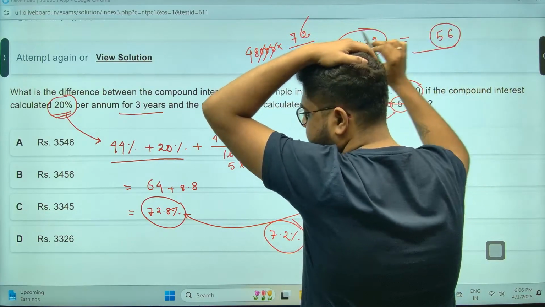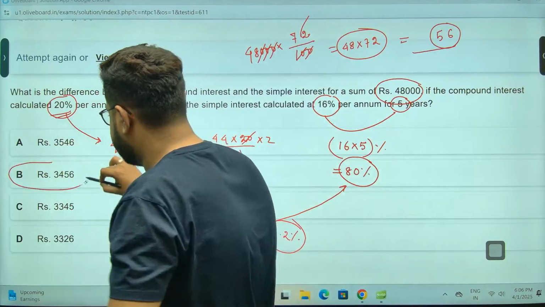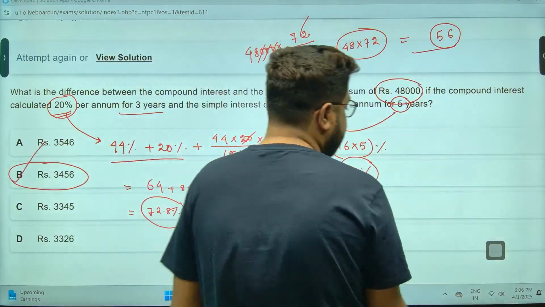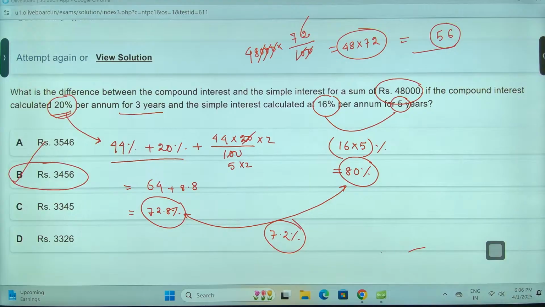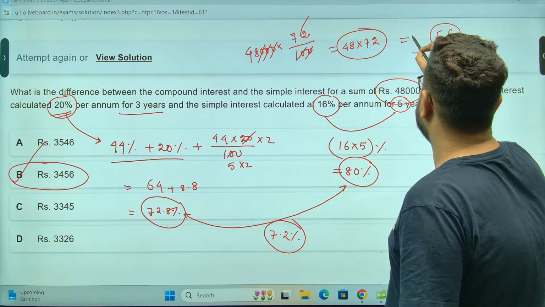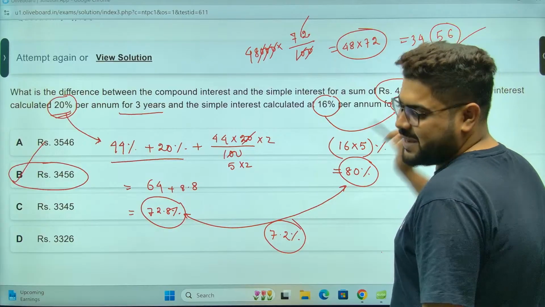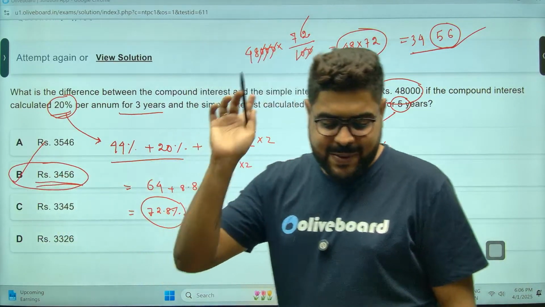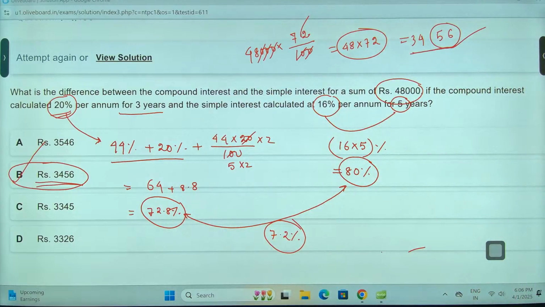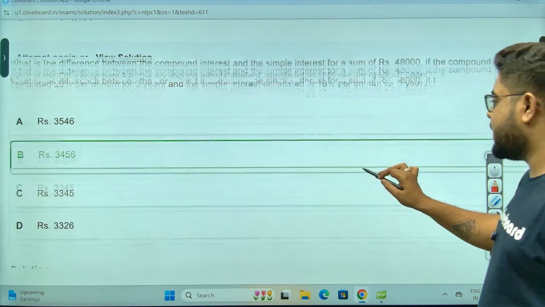Something ending in 56? Yes, sir. You see, option B ends in 56. Option B is ending in 56. That reduced the work a bit. We can shorten at least one line, 10 seconds at least on this question by using this. Option B is the correct answer.